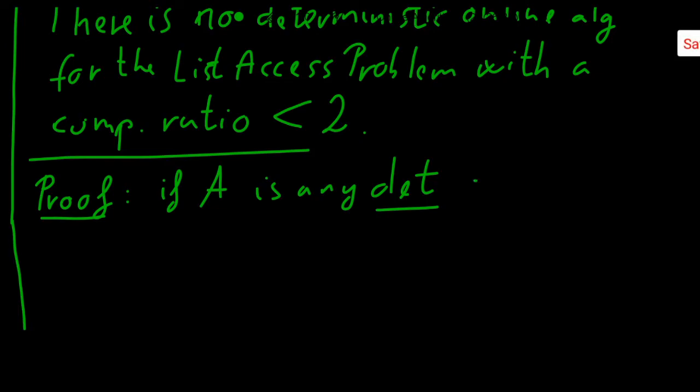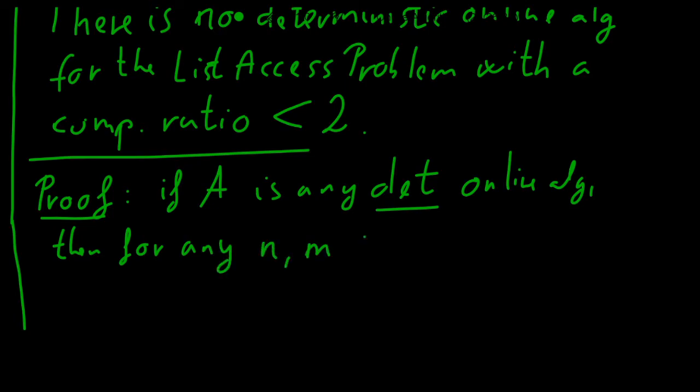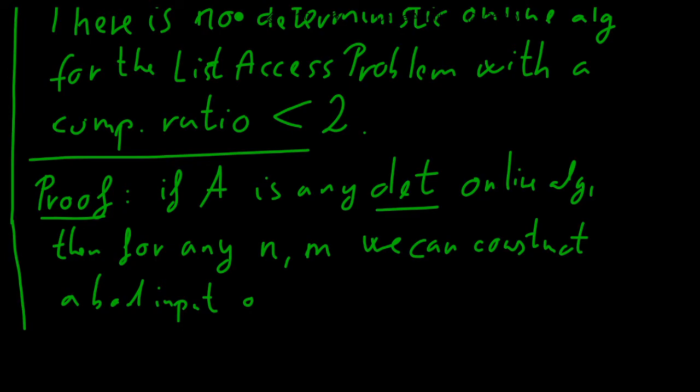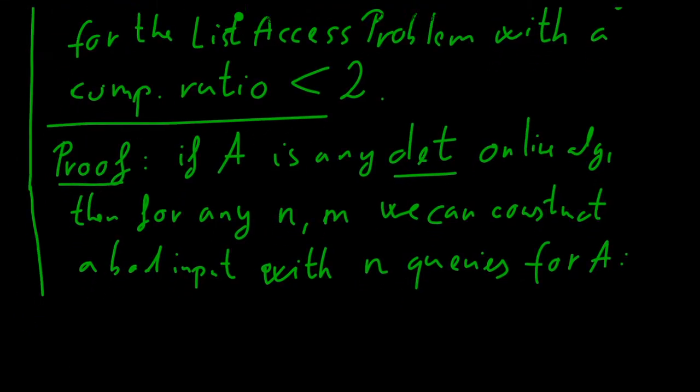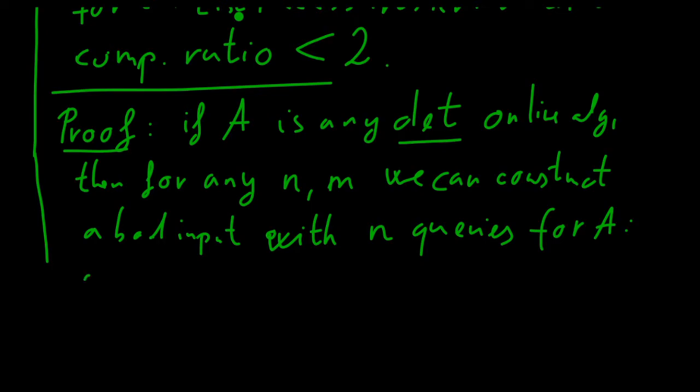So if A is any deterministic online algorithm, then for any n and m, where n is the size of the input, the number of requests, we can construct a bad input with n requests for A specifically: just always request the last element of the list.